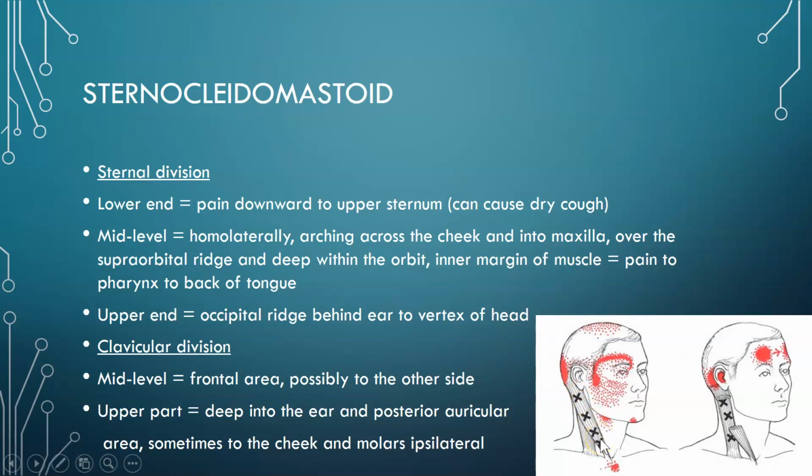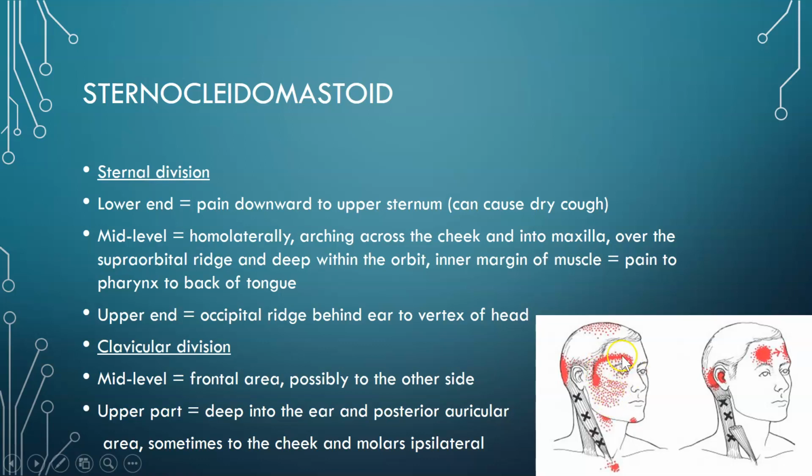At the lower end of the sternal division, we find pain downward to the upper sternum and sometimes can cause a cough. At the mid-level, homolaterally, same side, arching across the cheek and into the maxilla, over the supraorbital ridge and deep within the orbit, the inner margin of the muscle, pain to the pharynx, to the back of the tongue.